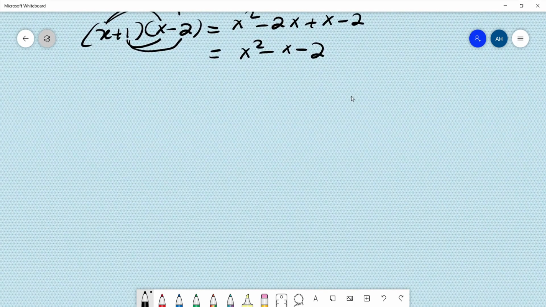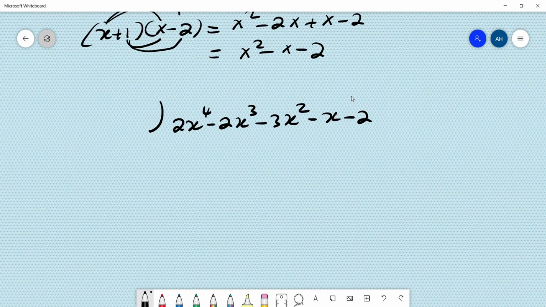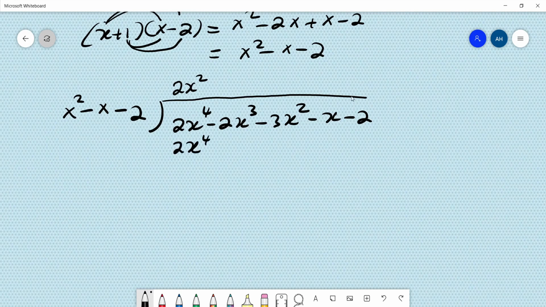That is, we are going to divide by using long division, of course. So that is 2x to the power 4, minus 2x cubed, minus 3x squared, minus x, and then at the end minus 2. We are going to divide q(x) by x squared minus x minus 2, like this, and see what happens. In order for us to get 2x to the power 4, we have to multiply by 2x squared there. So once we multiply 2x squared by this term here, we have 2x to the power 4 minus 2x cubed, and we have minus 4x squared.